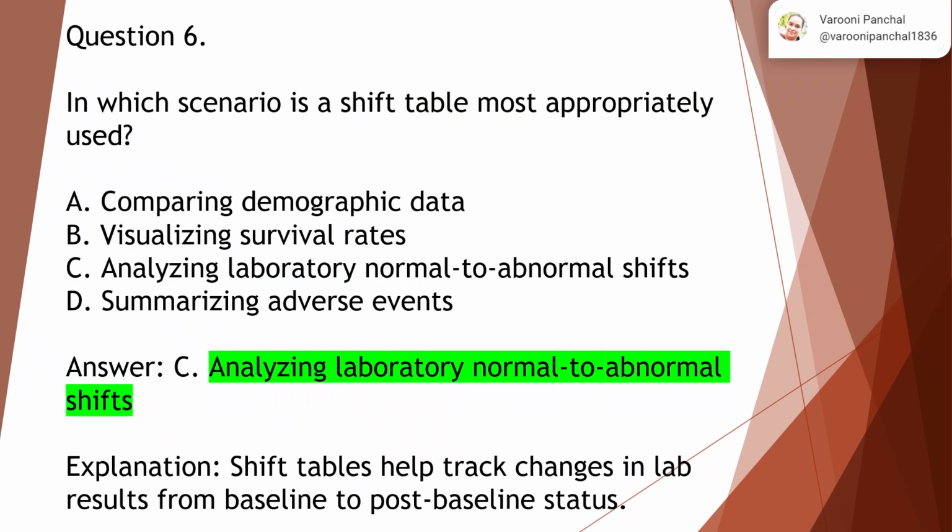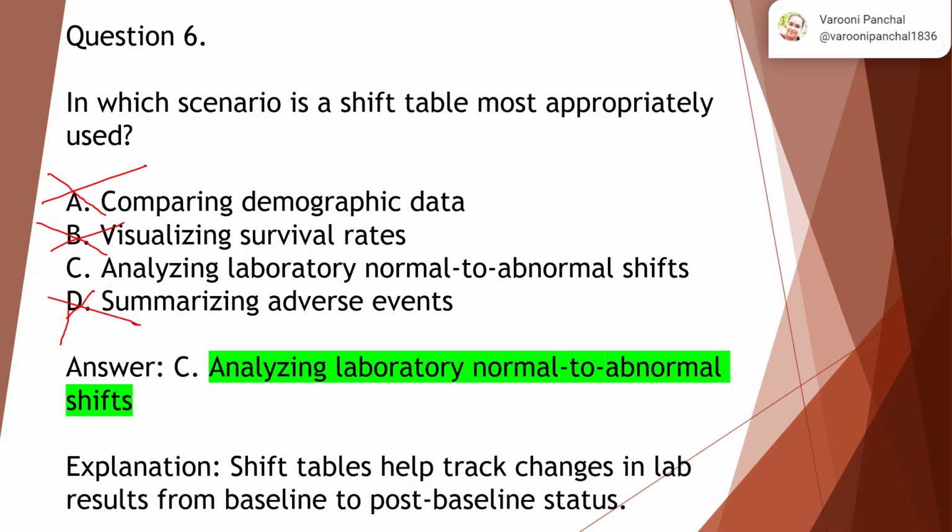Question 6. In which scenario is a shift table more appropriately used? Option A says comparing demographic data. Now we are using the shift table in the question, so this is not the right answer. Option B says visualizing survival rates. Now the question is related to the shift table and not related to survival. Option D says summarizing adverse events. Now the question is related to the shift table and not related to adverse events. So this is not the right answer.